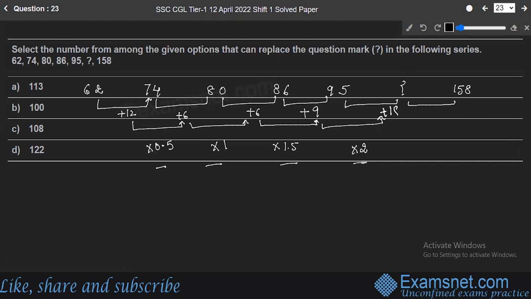Here will be plus 18. And when I'm adding 95 and 18, I get 113. So what will come over here? It will be 113. So let's give it a cross check also.